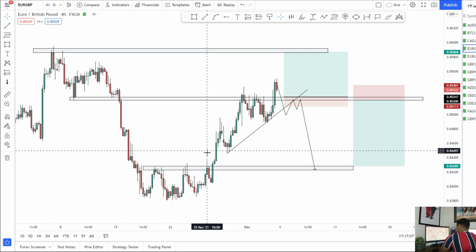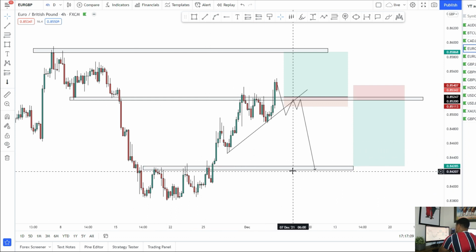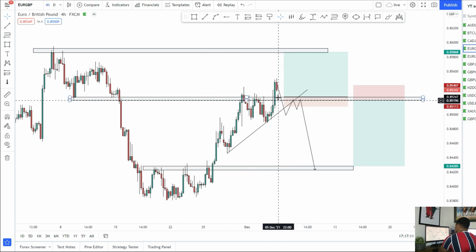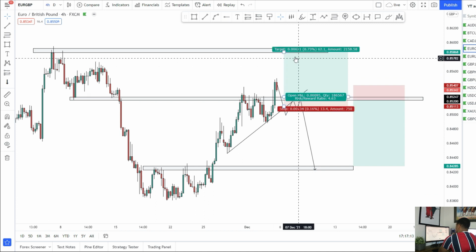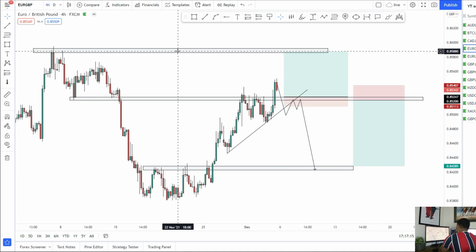If it starts breaking to the downside, we'll probably see a swing back down to those lows. But if it continues that momentum and we put some wicks into this level, buyers will be looking good back up to highs at 0.85880.